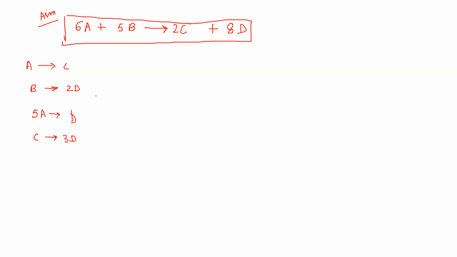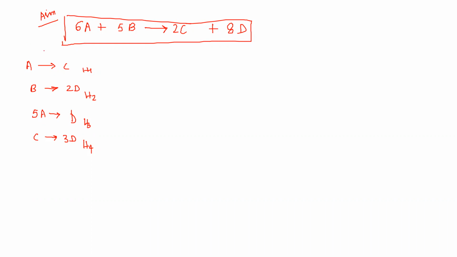So these are our 4 equations, and the heat of each of the equations is given by H1, H2, H3, and H4. And we are supposed to calculate the heat of this particular reaction, the aim equation. So what we have to do is manipulate all these 4 equations in order to somehow get the aim equation, right?